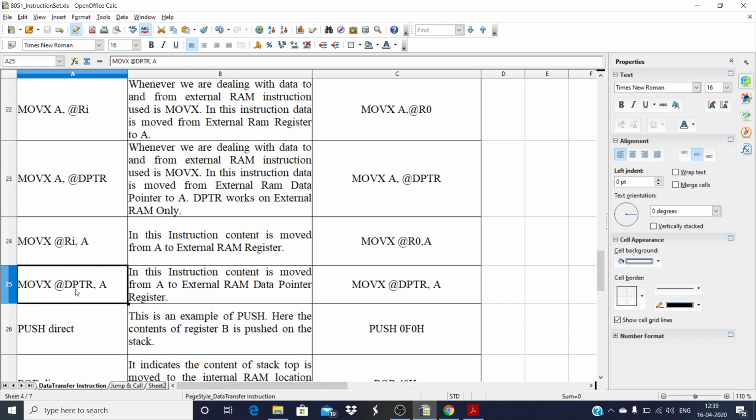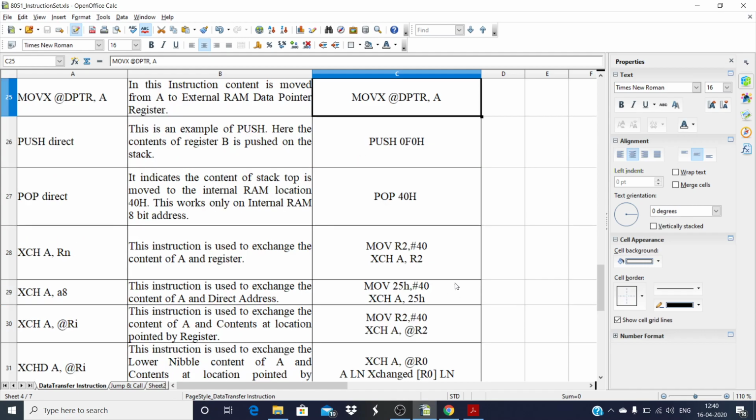So MOVX @DPTR, A. In this instruction, contents from the A will be moved to the external RAM location pointed by the DPTR register. Yes, for example, MOVX @DPTR, A. Now we have finished with the move instructions. Next instruction, PUSH direct. Push and pop. These push and pop are instructions for the stack only.